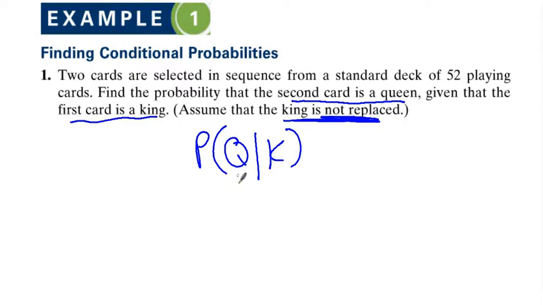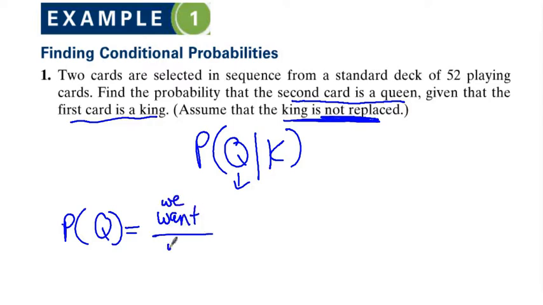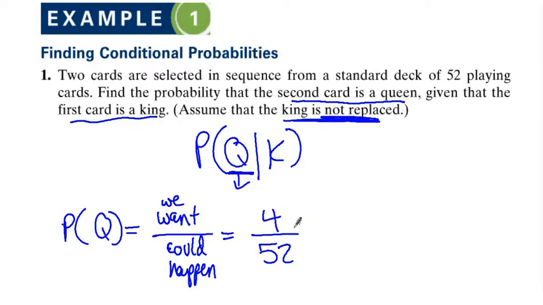Okay, well let's think about, first of all, the probability of picking a queen out of the deck. Probability is what we want to happen over what could happen. Well, what could happen when you pick cards out of a deck? You could pick 52 cards. And what do we want to happen? We want to pick one of the four queens. So there's a 4 in 52 chance normally that we would pick a queen out of the deck.